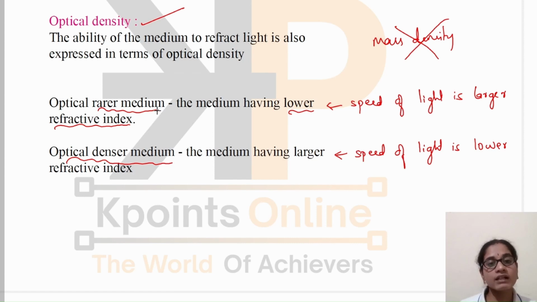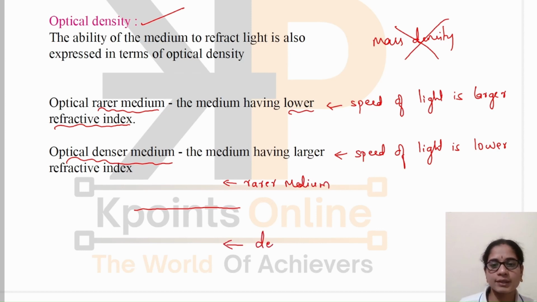In an optical rarer medium, what happens? The speed of light is more compared to that of a denser medium, whereas in an optical denser medium, the speed of light is lower. So assume the light is traveling from optical rarer medium to denser medium. This is the rarer medium and this is the denser medium.